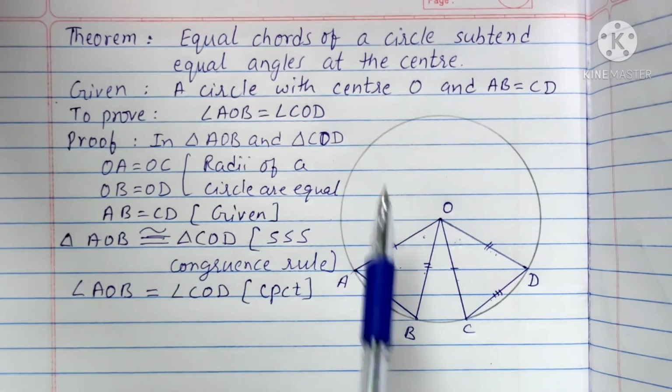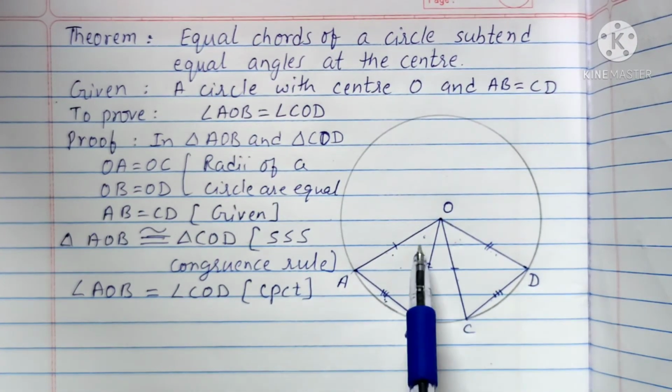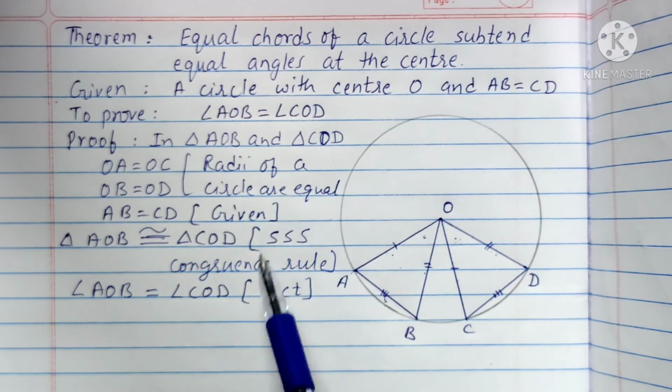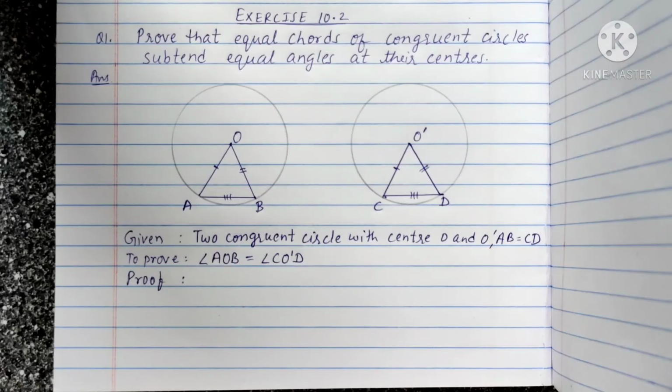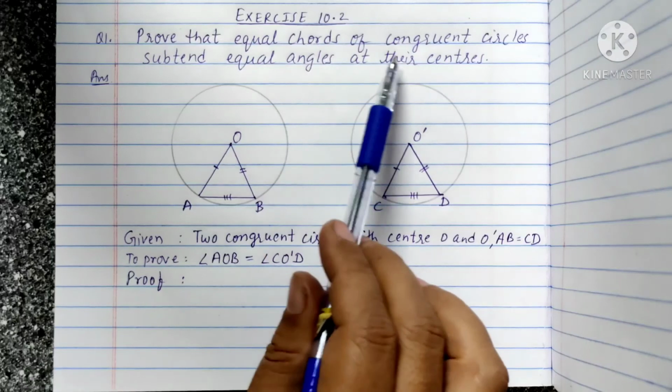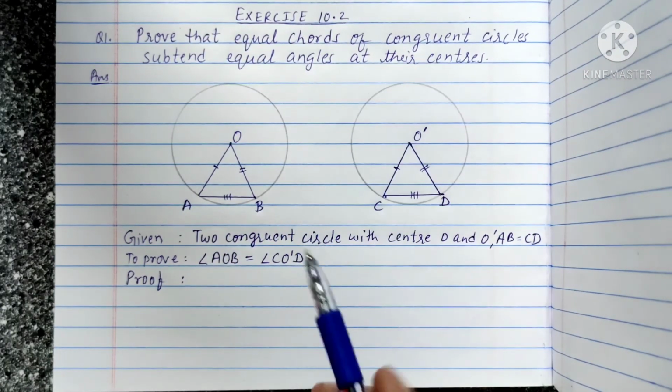So we have proved that the equal chords of a circle subtend equal angle at the center. That means angle AOB is equal to angle COD. Now let us solve question number 1 of exercise 10.2. Prove that equal chords of congruent circles subtend equal angle at their center.